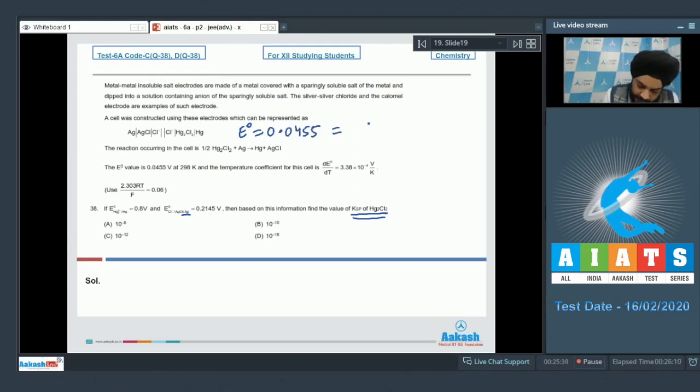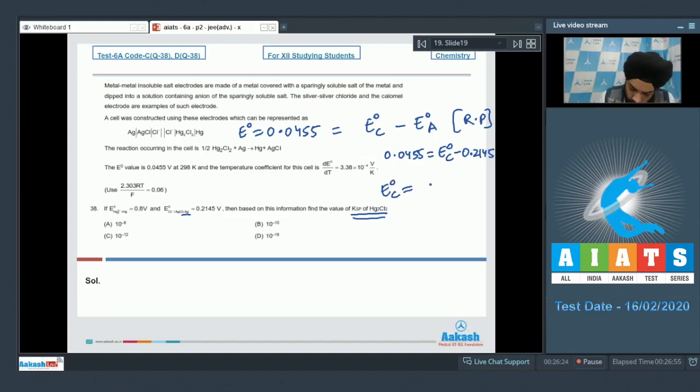0.0455. This is equal to E0 of cathode minus E0 of anode when we are dealing with the reduction potentials. So students, the value of E0 of the cathode we have to find out. The value of E0 of the anode has been given to us. So this can be simplified to 0.0455 is equal to E0 of cathode minus 0.2145. On simplification, this is going to give us the value of E0 of cathode equal to 0.26 volts.